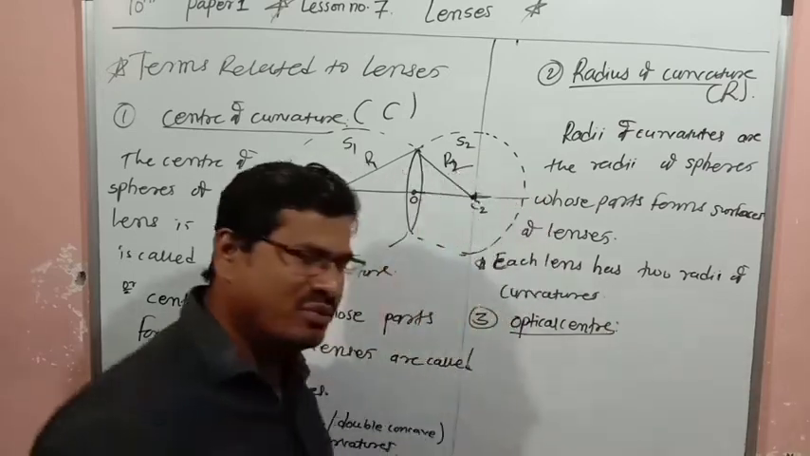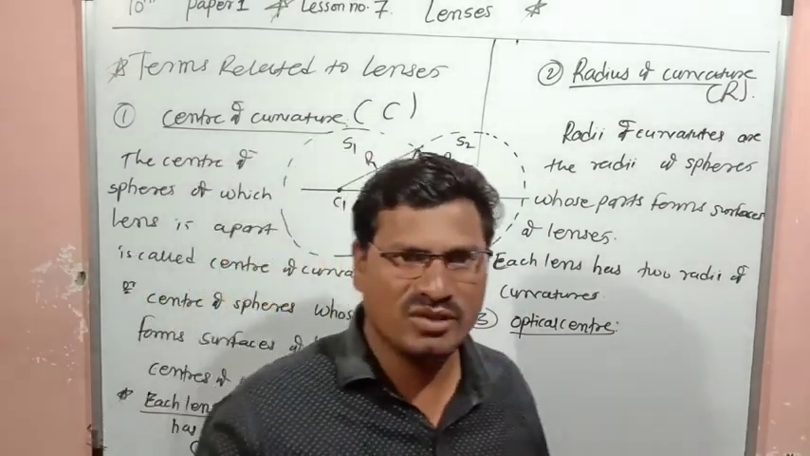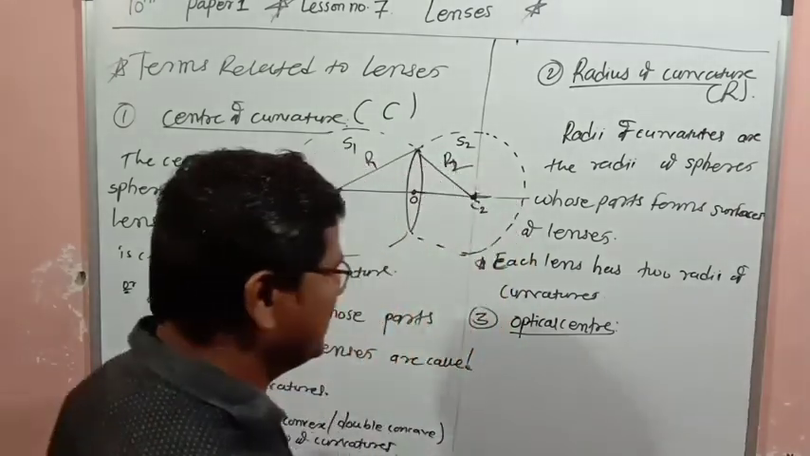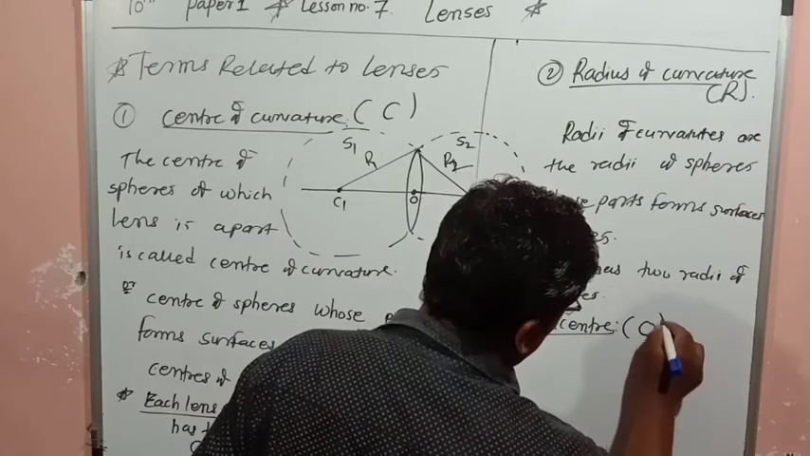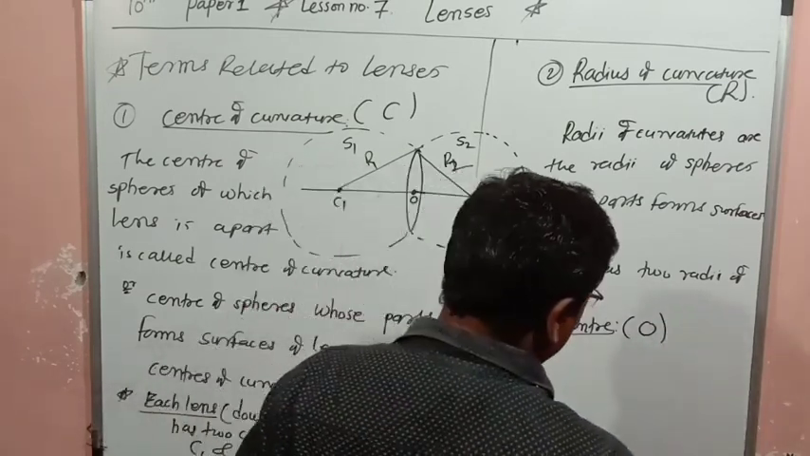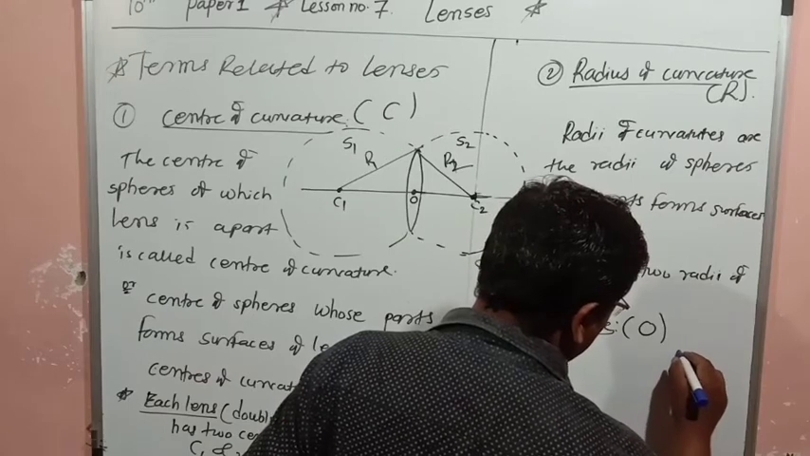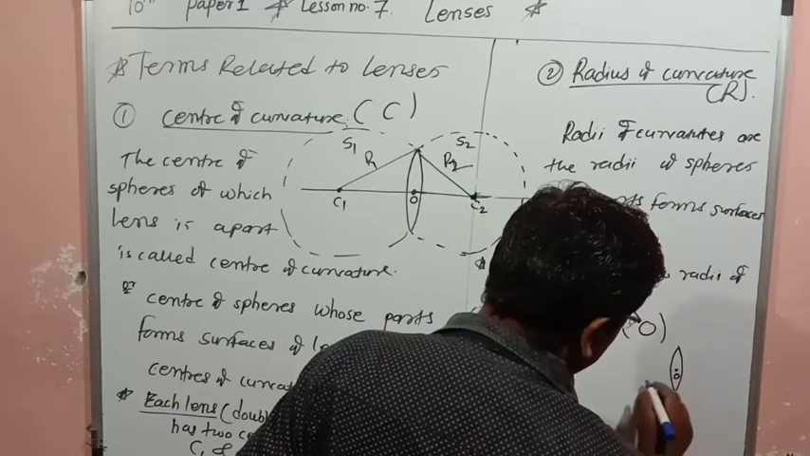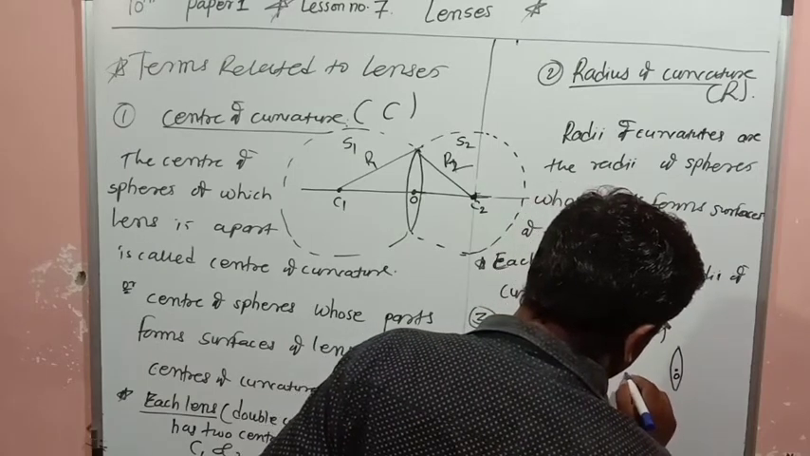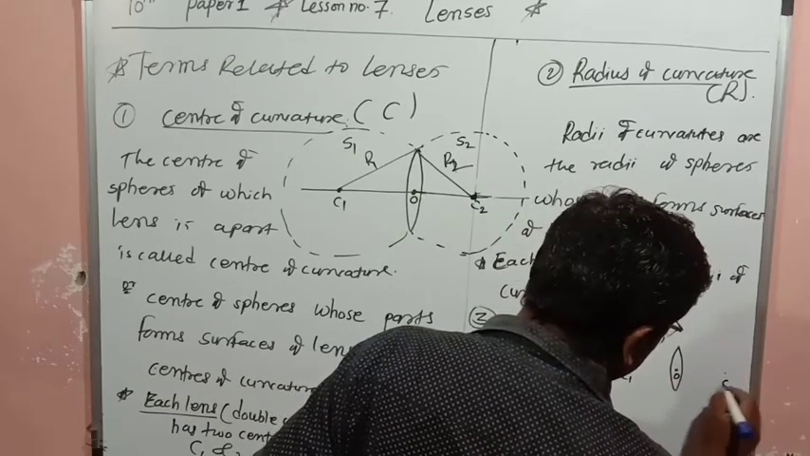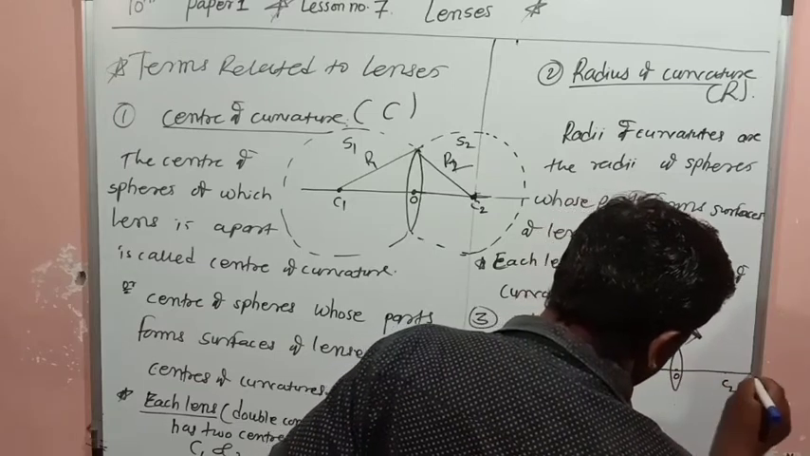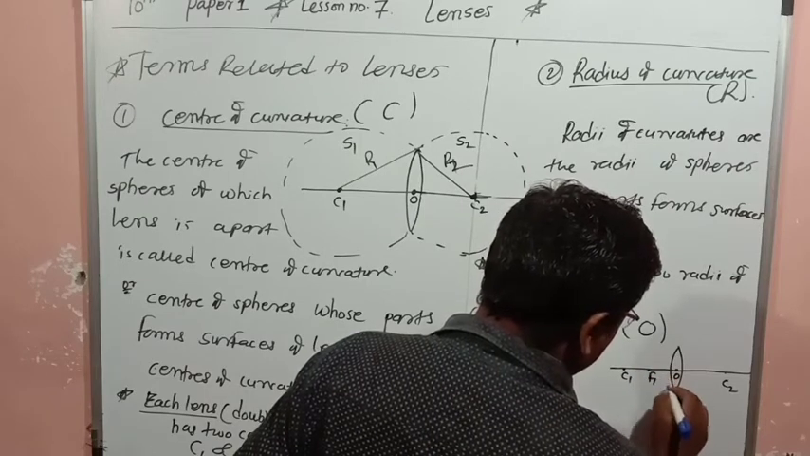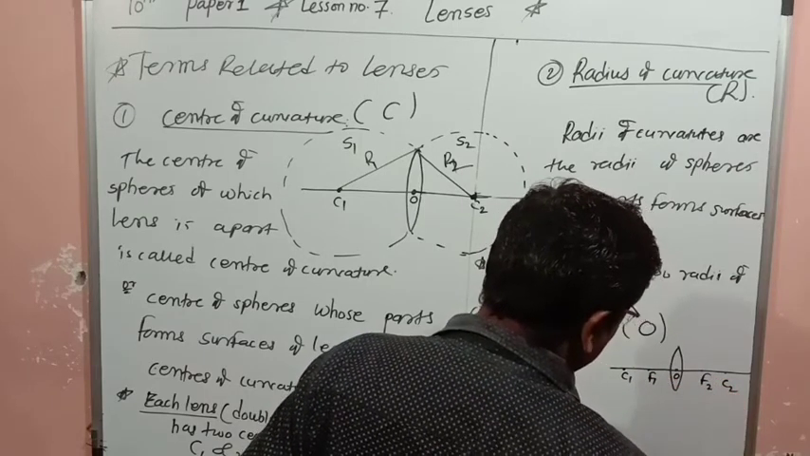Now in the case of the mirror, we have seen we are taking the pole of the mirror. Now here we are taking the optical center, and it is denoted by the letter O. For that we are going to draw two small diagrams. Suppose you take one convex lens, the optical center will be there. Then here will be C1, here will be C2, and the line joining them will be the principal axis. Then here will be the first principal focus, and here the second principal focus.